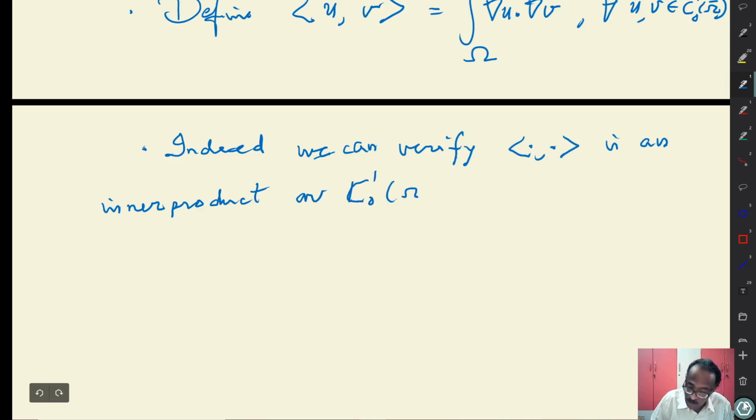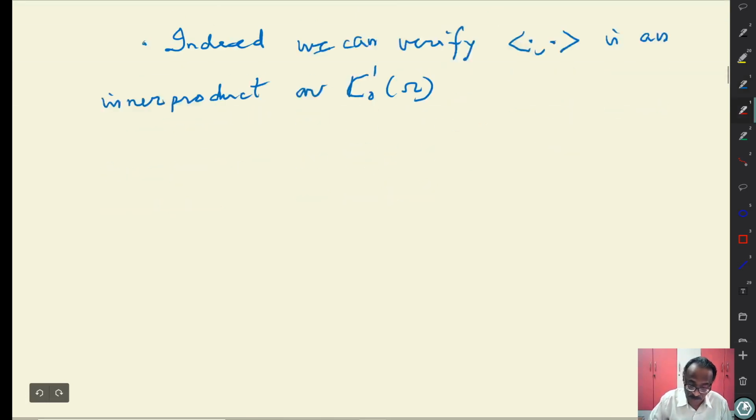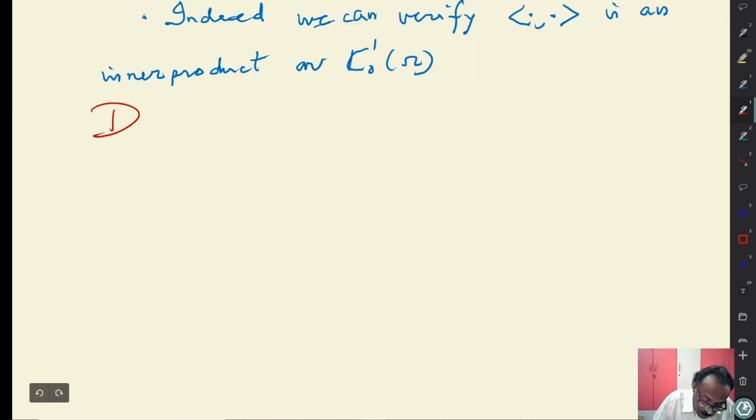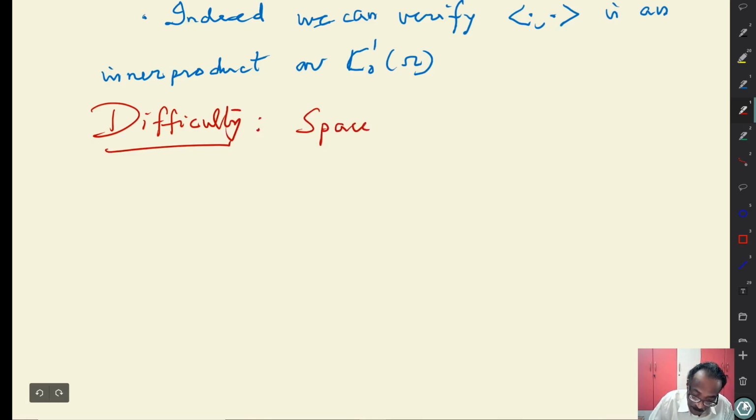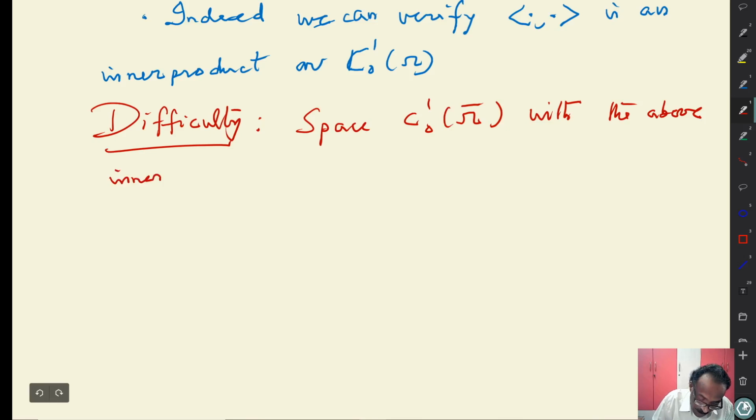That's not the difficulty. So what's the major difficulty? Let me alert you. That's the major difficulty. See, this space C^1_0 of omega bar with the above inner product is not complete. You see, that's the one thing.